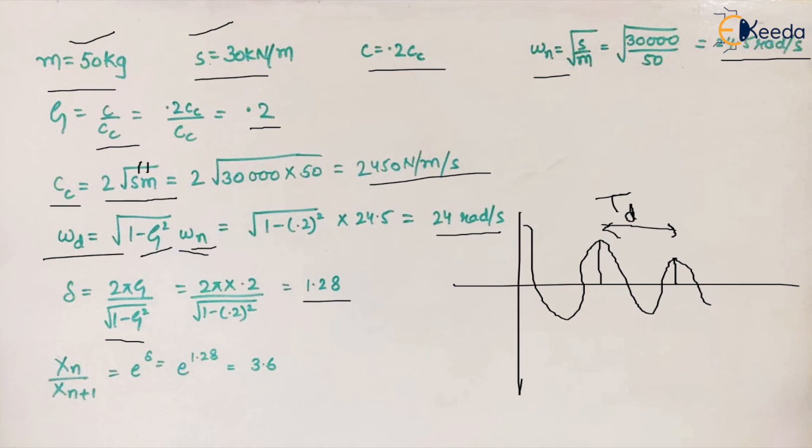The last part says that we have to calculate the ratio of two consecutive amplitudes. Any two consecutive amplitudes we can take, which is xn upon xn plus 1. So either we can take x naught upon x1 or x1 upon x2 or anything, right? Because in this question we are not given any two specific amplitudes, we are just given any two consecutive amplitudes. So xn upon xn plus 1 is e raised to the power delta, which is the logarithmic decrement. We know the value of delta, so we find that xn is 3.6 times xn plus 1. That means the ratio with which the amplitudes are decreasing with each oscillation is 3.6.